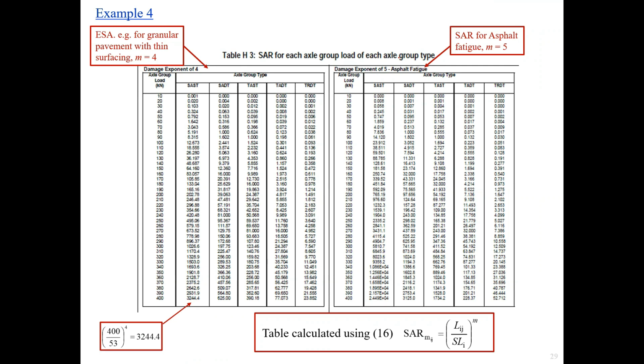So for the first value in the bottom line of the left table, the SAR is calculated as 400 divided by 53. Because it is single axle with single tyre SAST, and nominal tyre section width is less than 375 millimeter, the standard axle load is 53 kilonewton here. And when it is plugged into this formula, we get a value of 3,244.4.